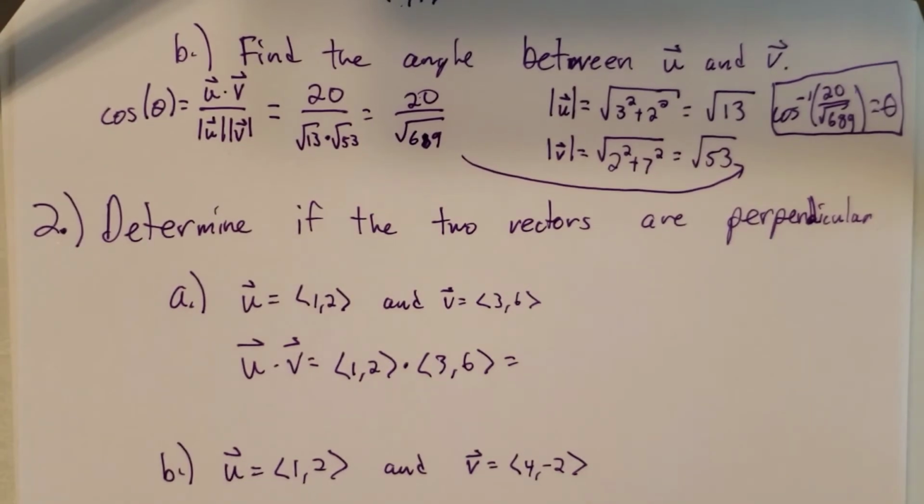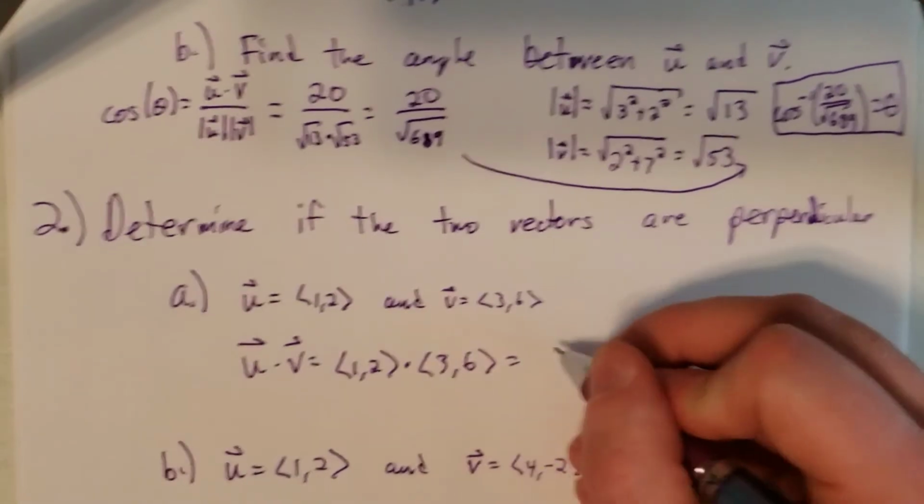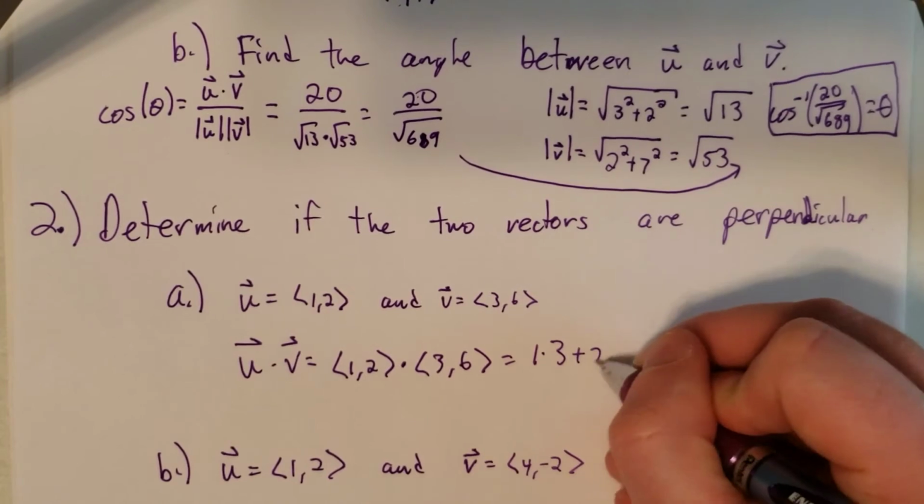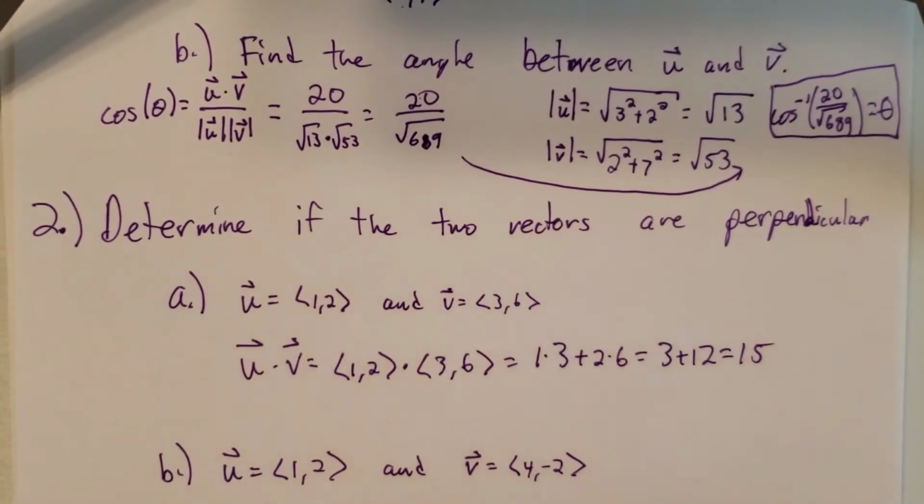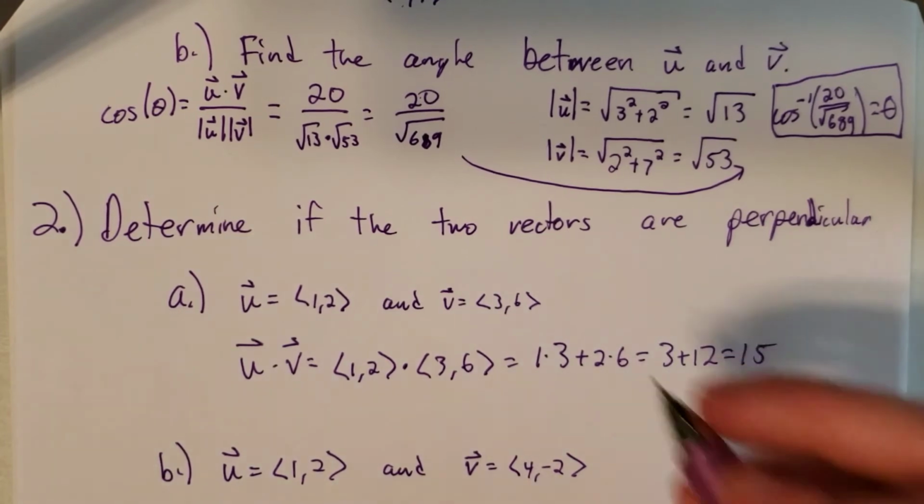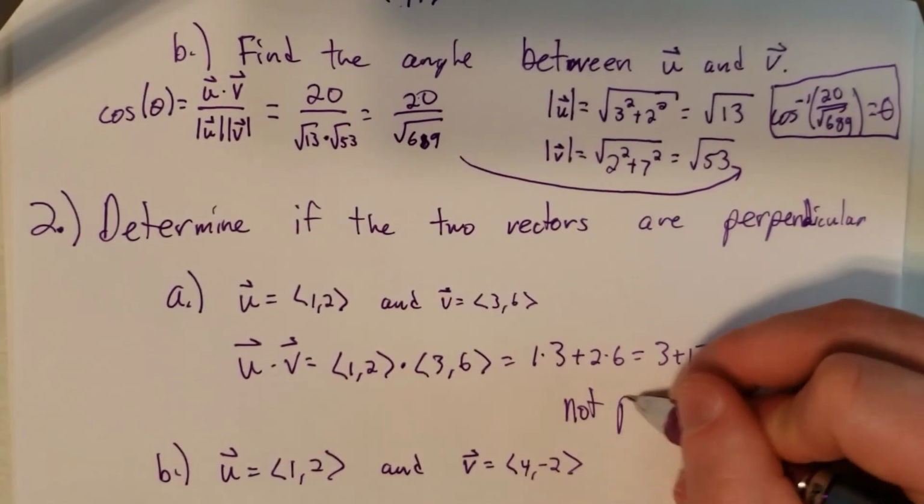The dot product of 1, 2 and 3, 6 is 1 times 3 plus 2 times 6, which is 3 plus 12, which is 15. Is that 0? No, so these are not perpendicular.